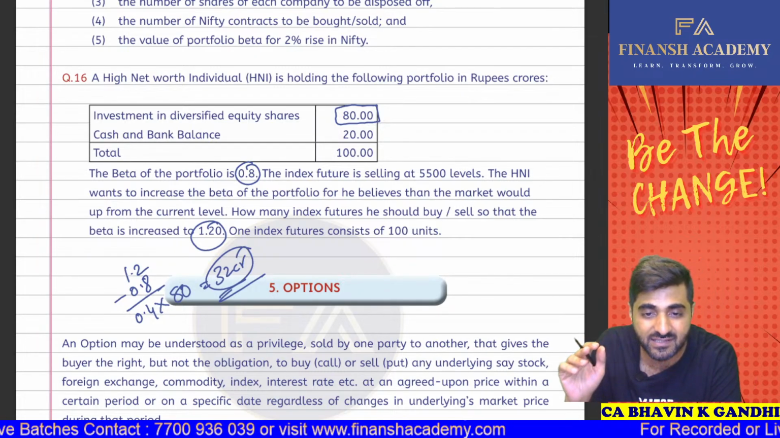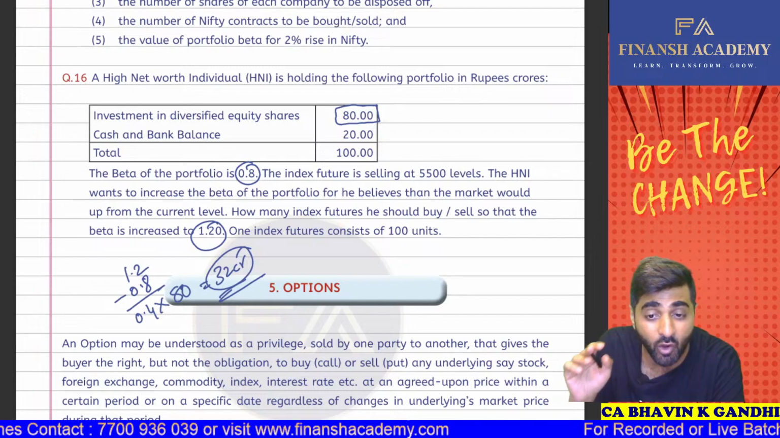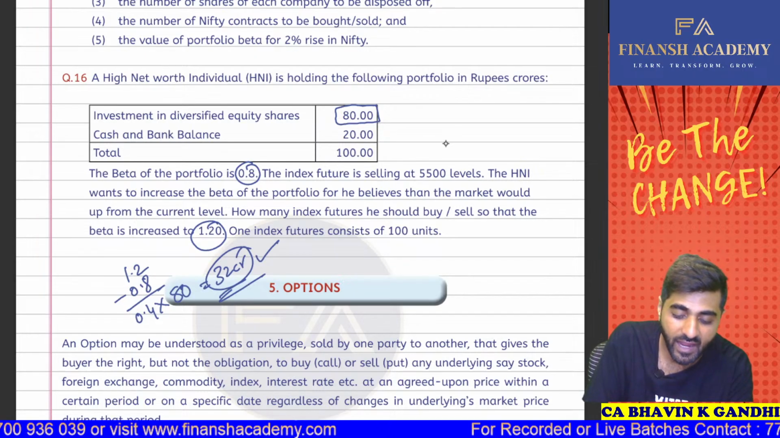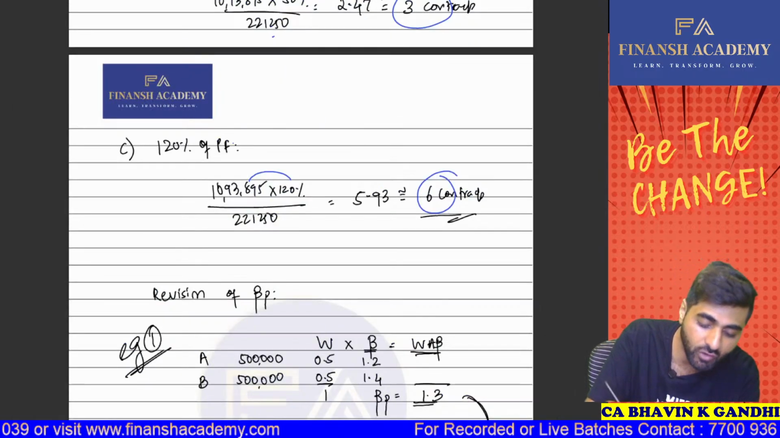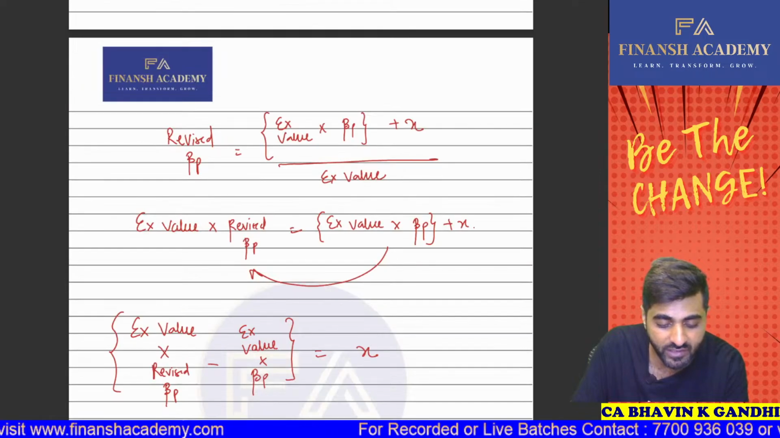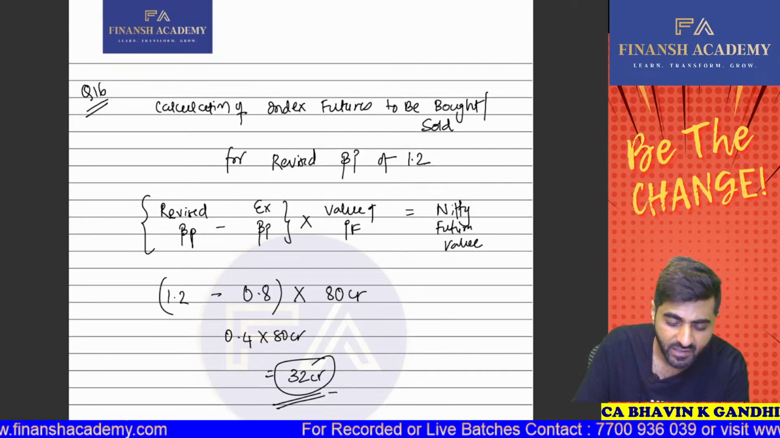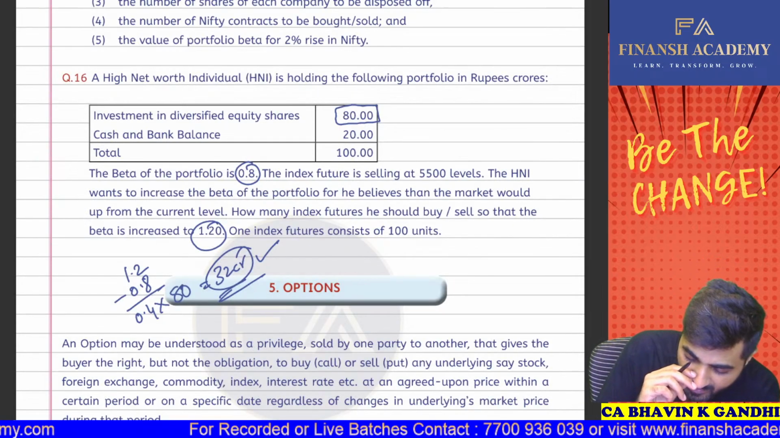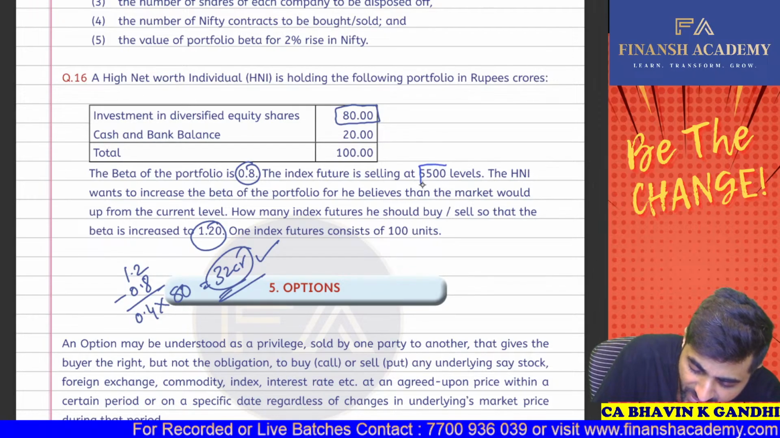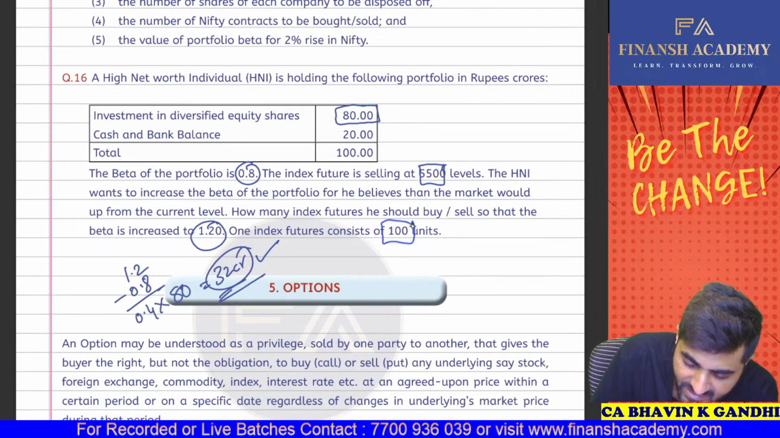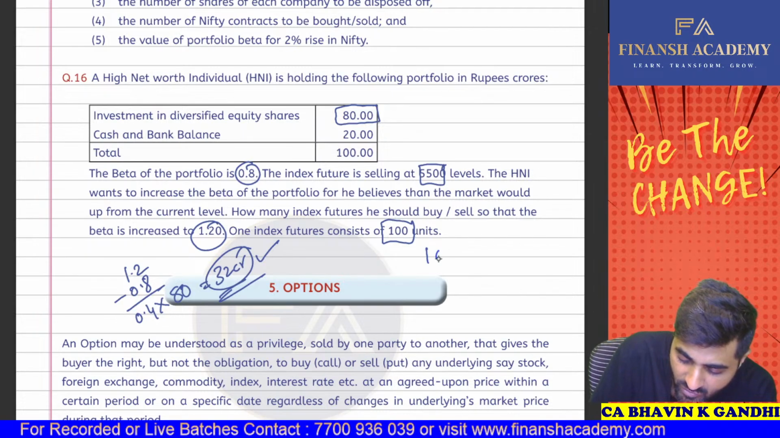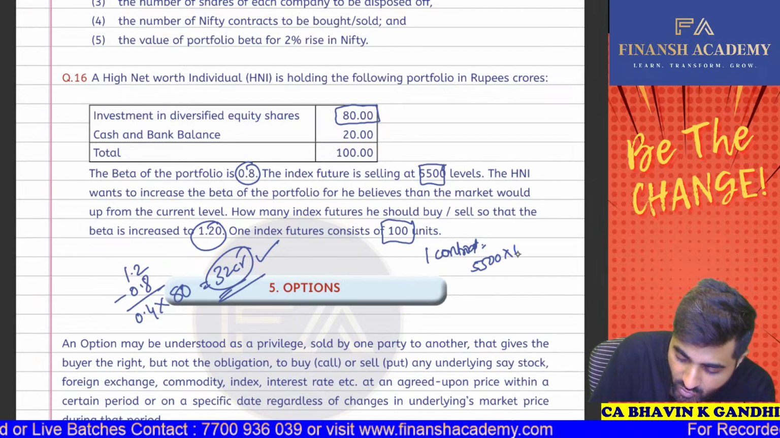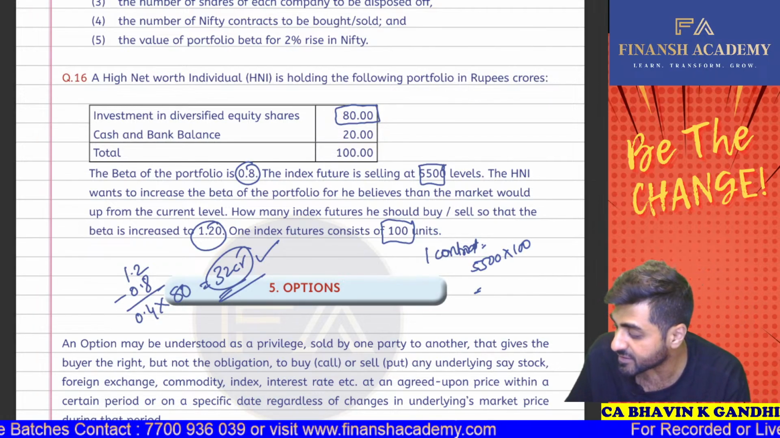Okay, so they have just asked you that the HNI wants to increase the beta, and how many index futures he should buy. So basically 32 crores is the total value of the contract, and let us check the value of one contract here. So what is the value of one contract? As you all can see, Nifty is trading at 5,500 and one index future is 100 units. So what is the value of one contract? One contract, my dear students, will be 5,500 into 100.